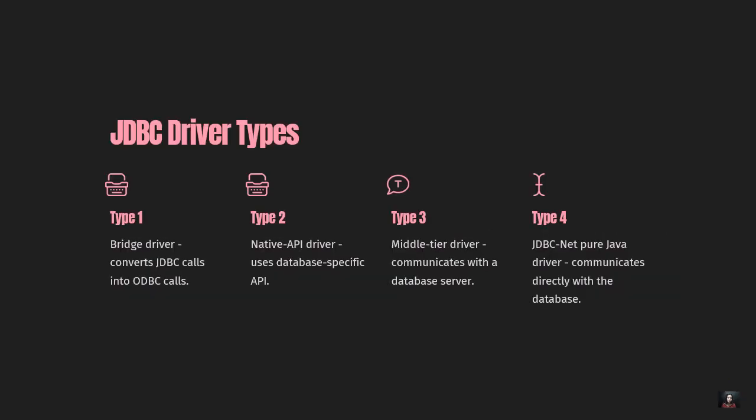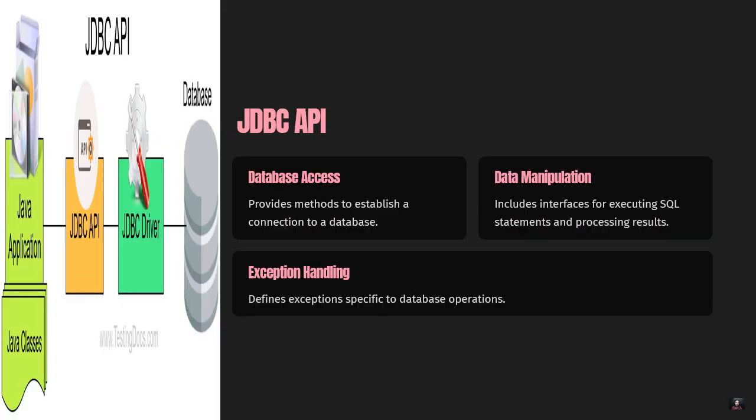Let us see some of the JDBC driver types. Type 1 bridge driver converts JDBC calls into ODBC calls. Type 2 native API driver uses a database specific API. Type 3 middle tier driver communicates with the database server. Type 4 net pure Java driver communicates directly with the database.